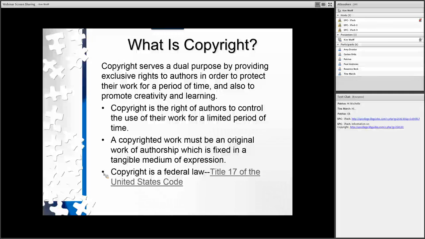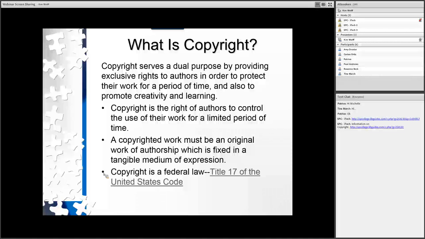As we said, it's for a limited period of time, and it's also for particular work that's identified. The copyrighted work must be an original work, which is in a fixed, tangible medium of expression. So we could talk a little bit more about what that means, but basically, if your created work has been tangibly expressed in print or recorded or otherwise in a fixed medium, it will be protected under copyright law.